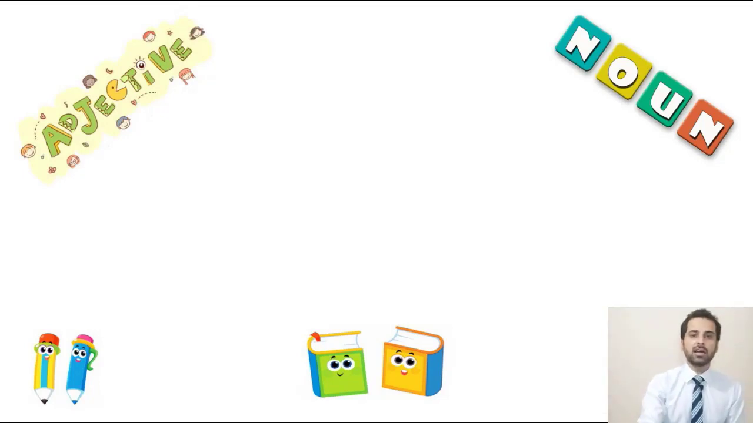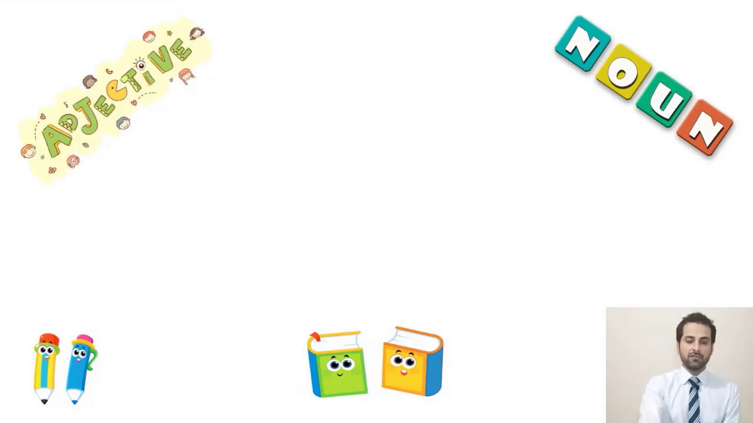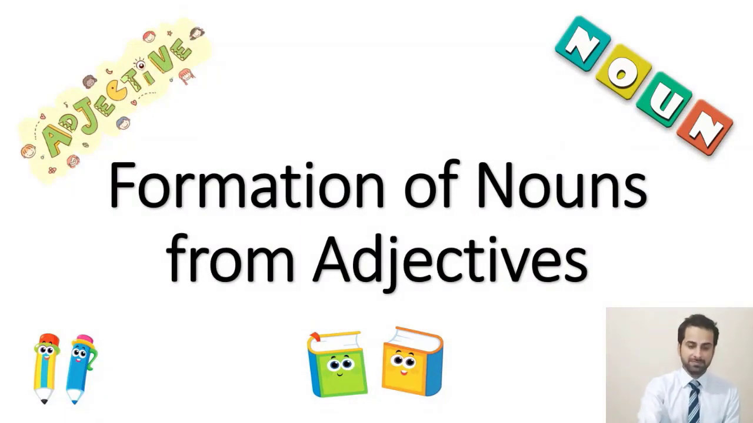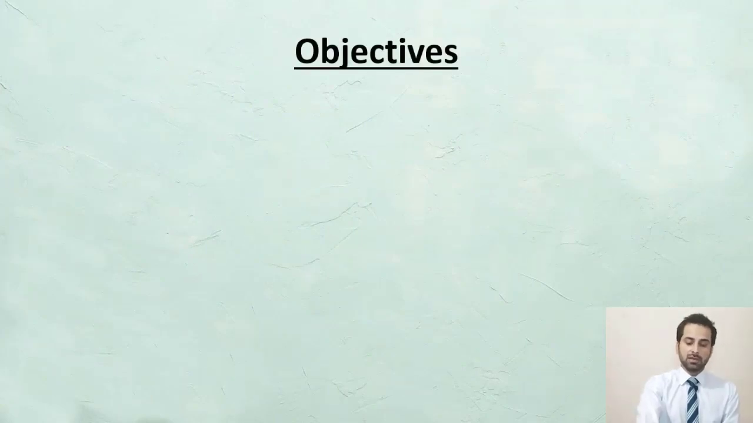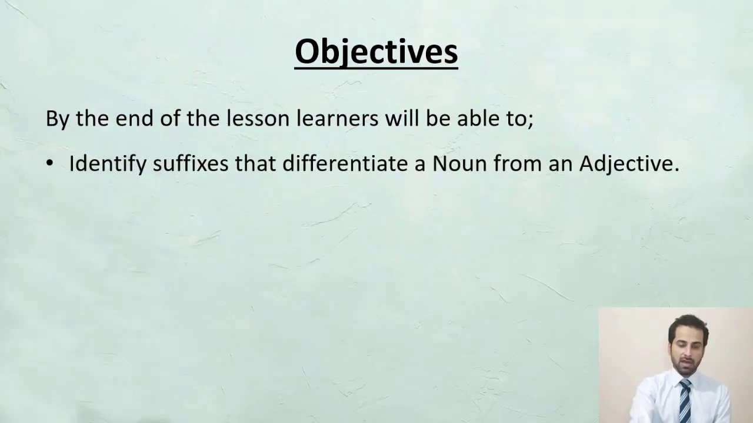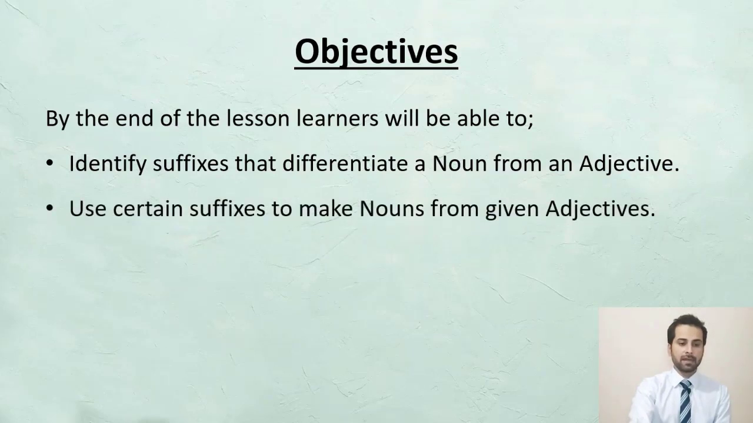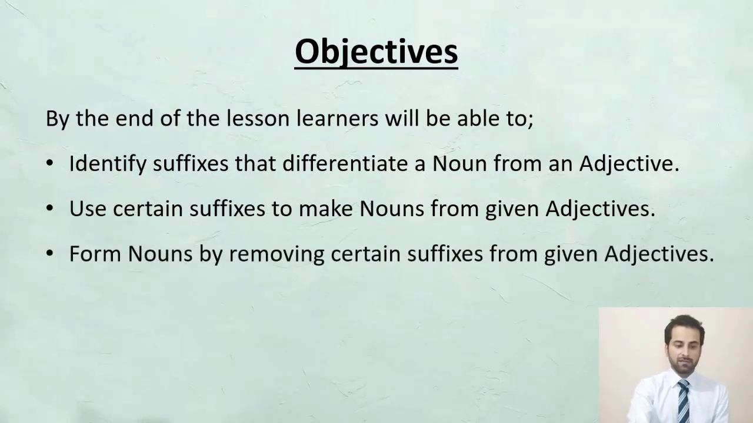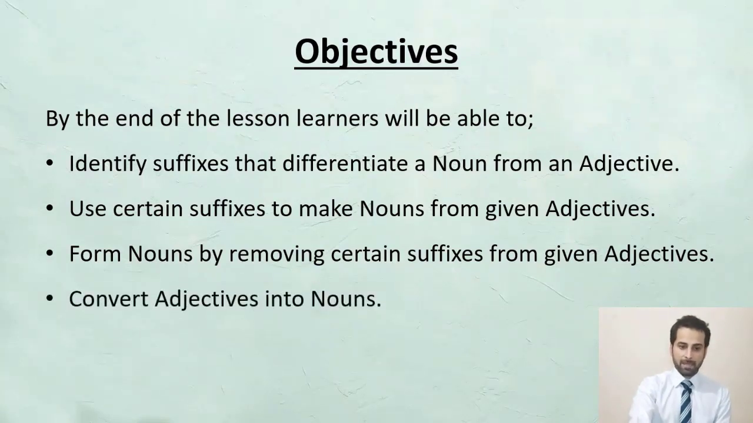Students, today we are going to start our lesson, that is formation of nouns from adjectives. First of all, we have to discuss the adjectives of our lesson. By the end of the lesson, learners will be able to identify suffixes that differentiate a noun from an adjective, use certain suffixes to make nouns from given adjectives, form nouns by removing certain suffixes from given adjectives, and finally convert adjectives into nouns.